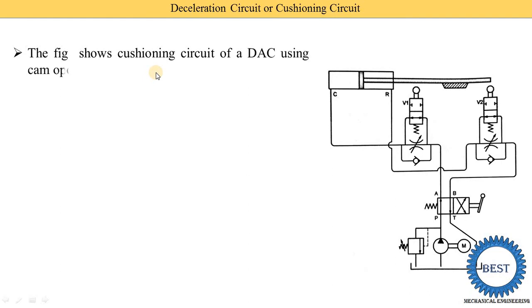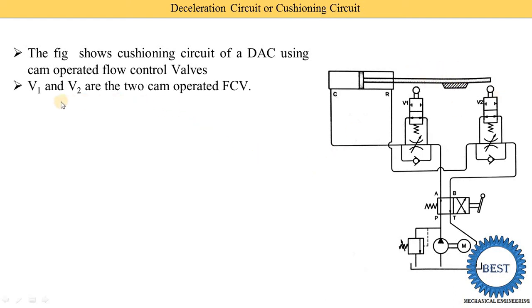The figure shows the cushioning circuit of a double acting cylinder using cam operated flow control valves. Here you see this cylinder has 2 ports, which means it is a DAC, double acting cylinder, and here a cam operated DCV is used for operating the flow control valves, and on the piston rod the cam is provided. V1 and V2 are two cam operated FCVs. FCV means flow control valve, which we already discussed.